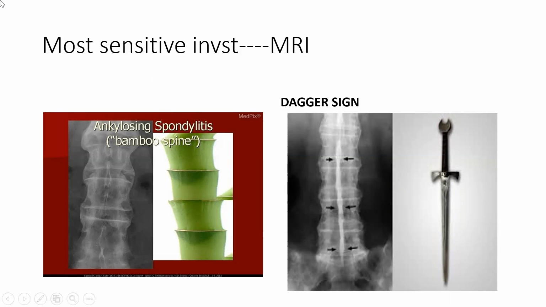Okay, now this is the pattern. You see the bamboo spine pattern in the spine. The whole of your spine will get fused. It looks like a bamboo spine. The other sign you can see is the dagger sign. Because of the calcification of the spinous processes, you will find this type of pattern, the dagger sign.